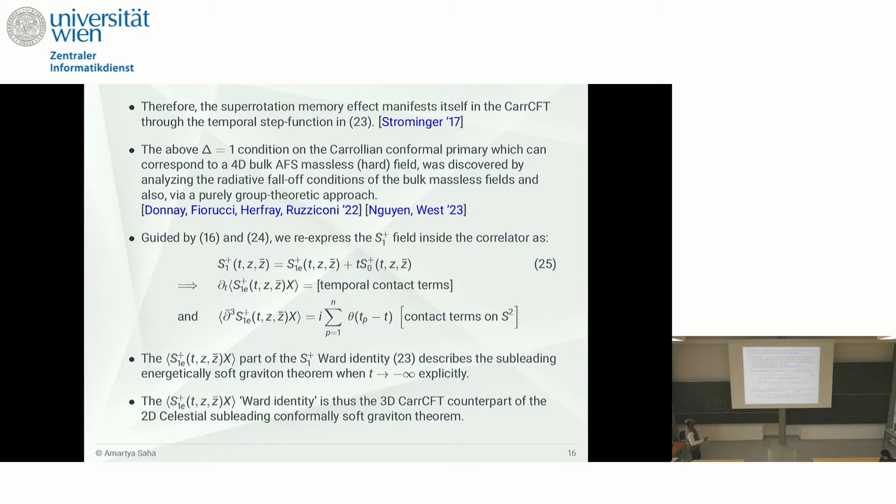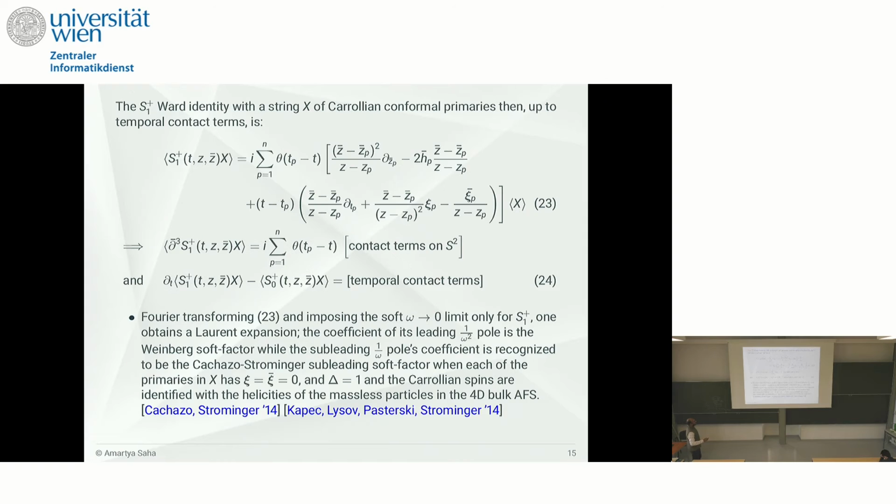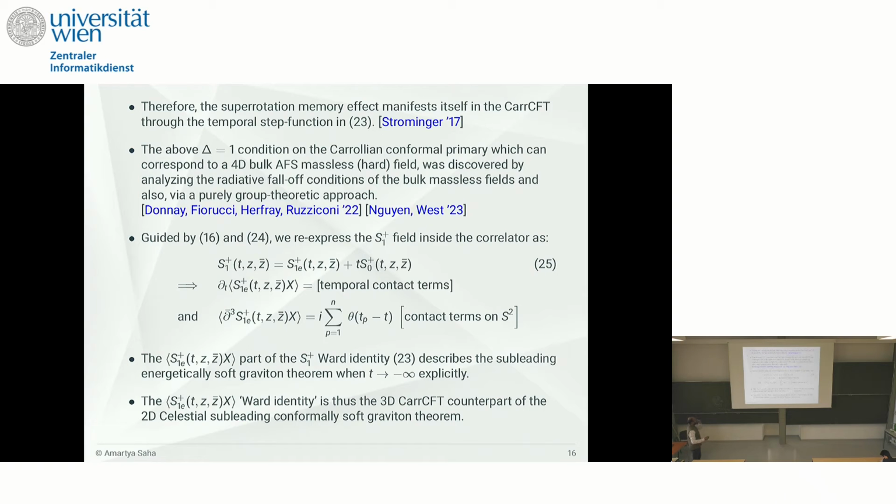Now, guided by this 16 and 24, let's look at this equation. This equation is telling us that we can make a decomposition of the S1 field inside the correlator like this, where this S1E part is time independent in the OP limit because of this relation. This del bar cube S1 plus is 0 in the OP limit also, and it follows from construction.